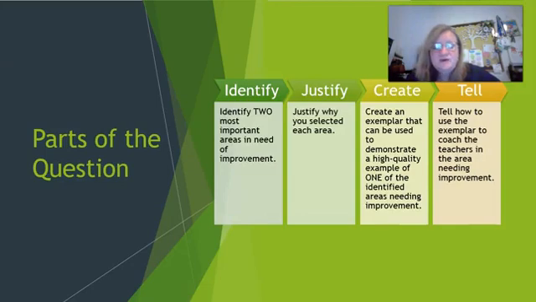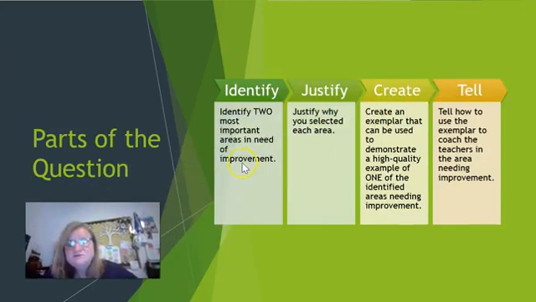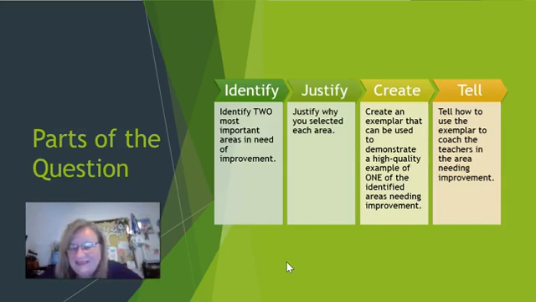So let's look at the parts of question number 2. You're going to be asked to identify the 2 areas that are most in need of improvement on the lesson plan. You're going to have to justify why you select each area. You're going to create an exemplar. For some people that really creates some anxiety to think about creating an exemplar. I think we can ease some of that anxiety. And then you're going to tell how to use the exemplar to coach the teachers in the area needing improvement.